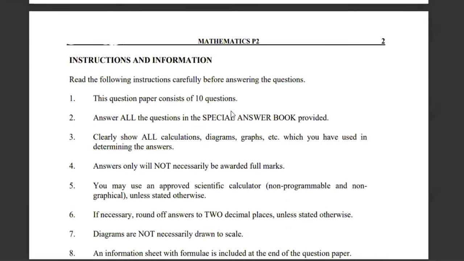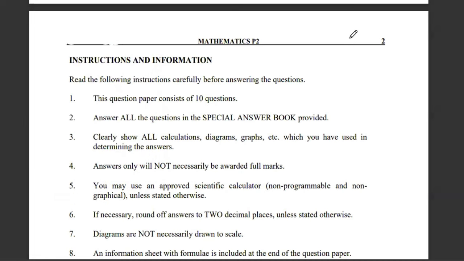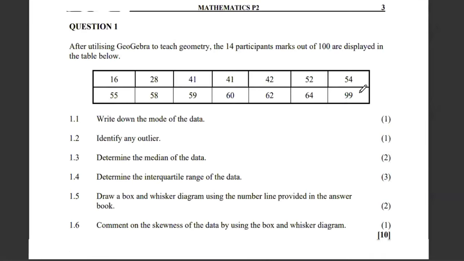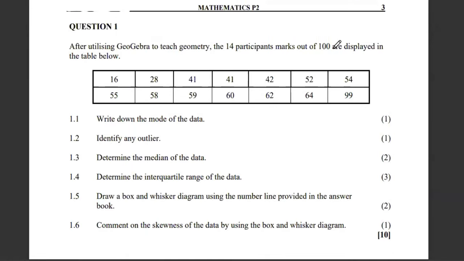All right. If I look at the first question, it should be statistics. What are they saying? They're telling us that after utilizing GeoGebra to teach geometry, the 14 participants' marks out of 100 are displayed in the table below. So someone got a 16, 28, 41, 41, 42, 52, and everything seems to be in order.